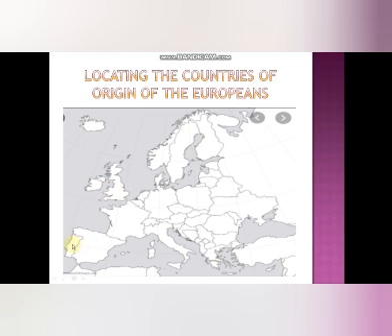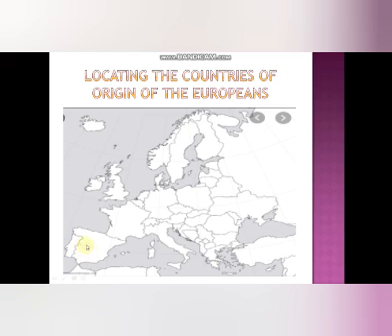So we see that Portugal and Spain share a border. Alright, so they share the borderline here. So we have Portugal and we have Spain. The Portuguese come from Portugal, which is right here. The Spanish originated from Spain, which is right here.